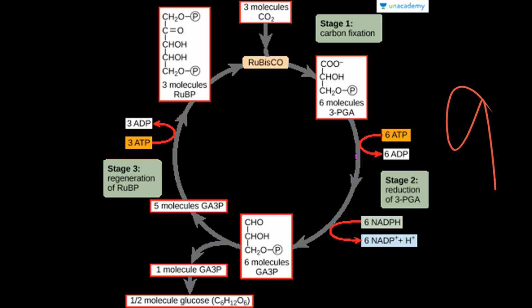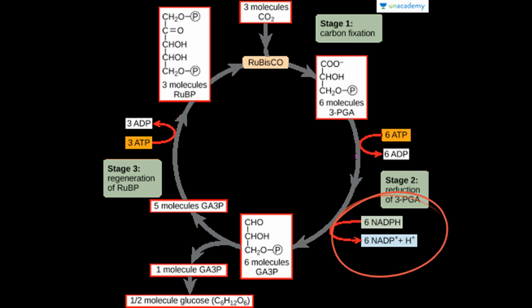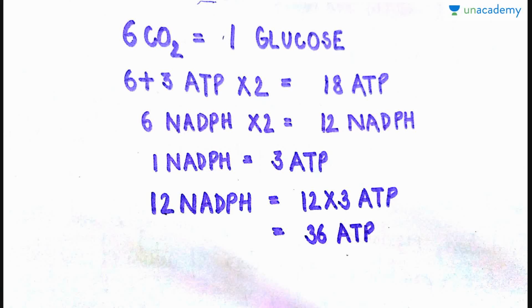And talking about NADPH, 6 molecules of NADPH are required in 1 Calvin cycle. Therefore, to produce 1 glucose molecule, we require 2 Calvin cycles, since in 1 Calvin cycle only half a glucose is produced, which means that 6 CO2 are required to produce 1 glucose molecule.